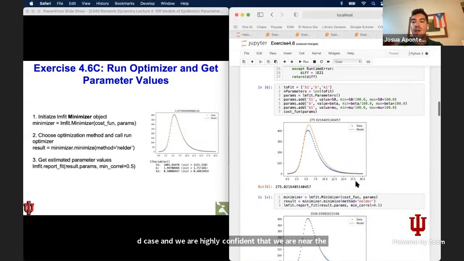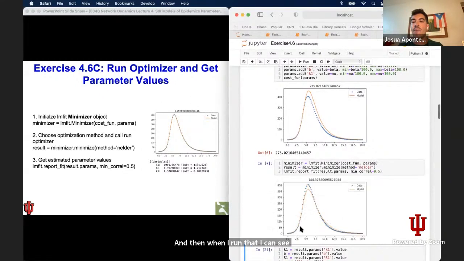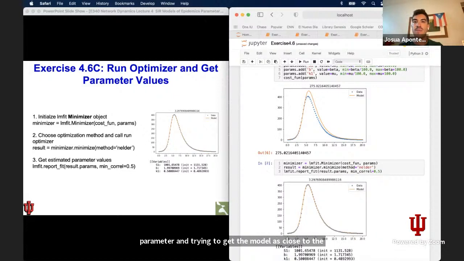And then when I run that, I can see how the optimizer is simulating the model for different values of the parameters and trying to get the model as close to the data as possible.